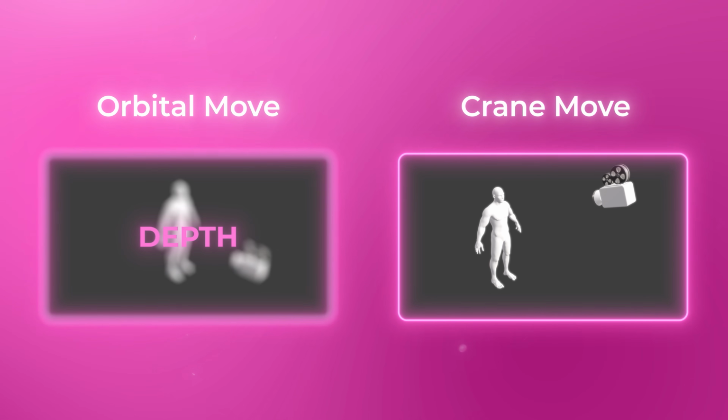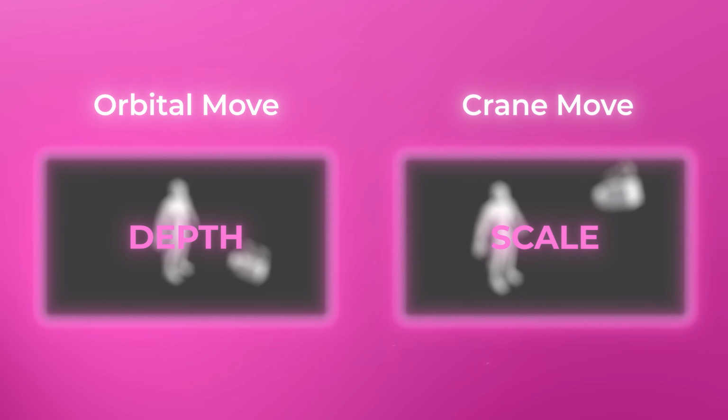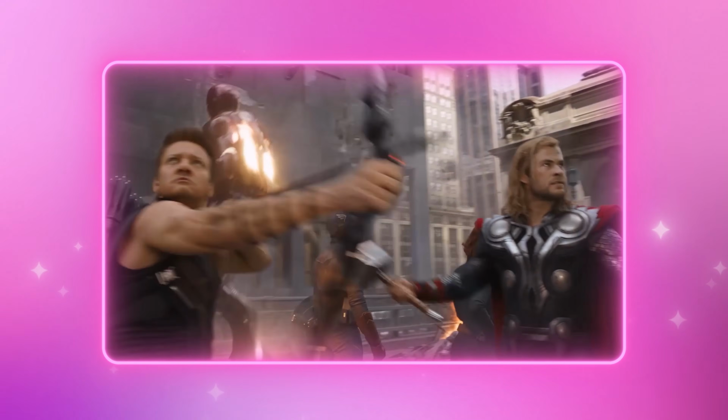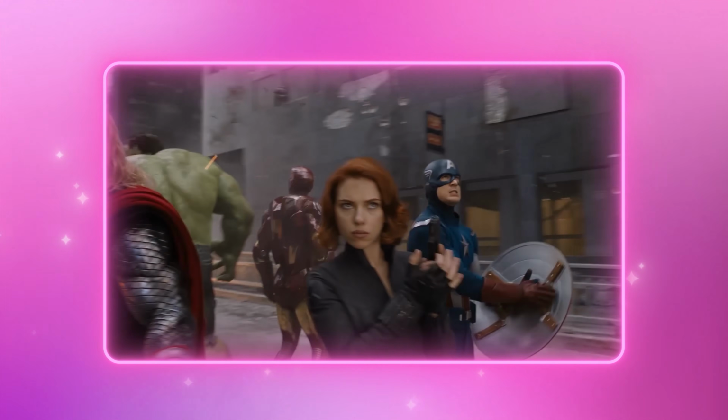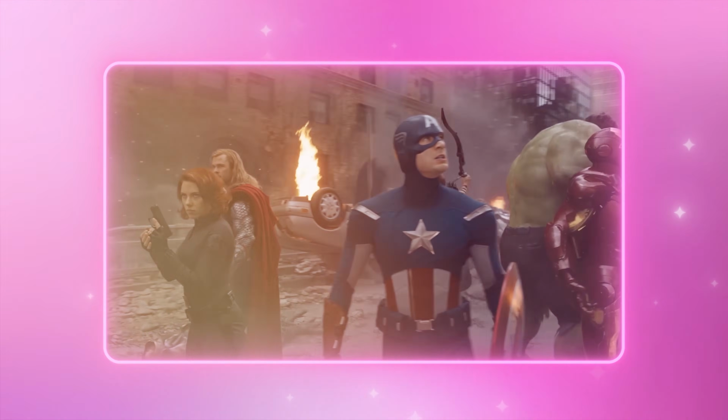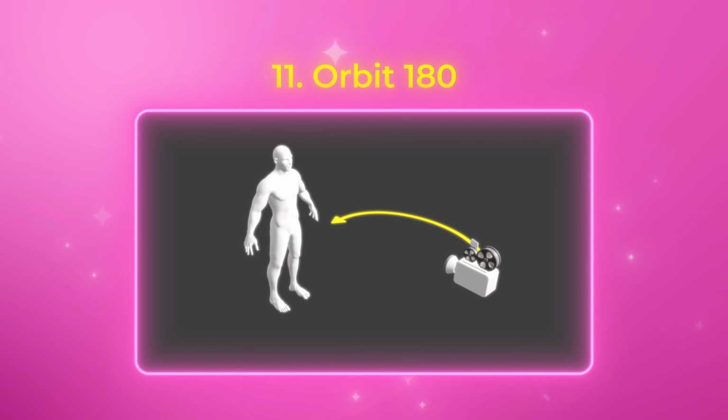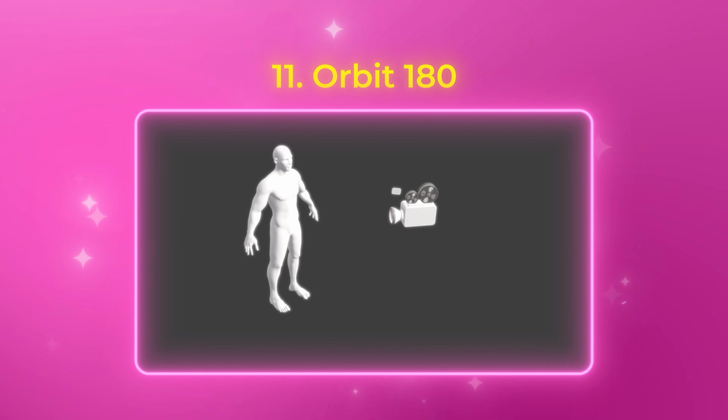Orbital moves circle the camera around the subject, and crane moves lift it vertically while keeping the subject framed. Both of them add a sense of depth and scale that straight line moves can't replicate, and they're the reason movie trailers always feel so much more expensive than the actual film. Move 11 is the Orbit 180, which moves the camera in a half circle around the subject, so you start from the front and end up seeing them from the side or the back.